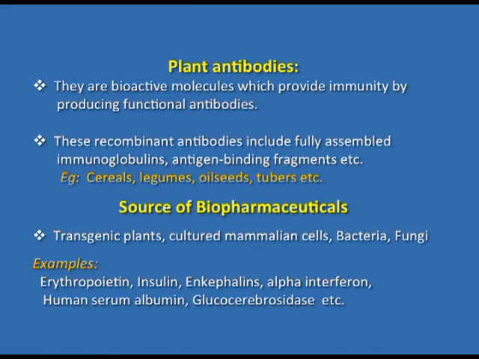Now, what is the source of biopharmaceuticals? Transgenic plants, cultured mammalian cells, bacteria, fungi are all sources of biopharmaceuticals which can be directly taken by individuals so that they can have immunity towards various common to serious diseases. Now, the examples of the biopharmaceuticals are erythropoietin, insulin, enkephalins, alpha interferon, human serum albumin, etc.